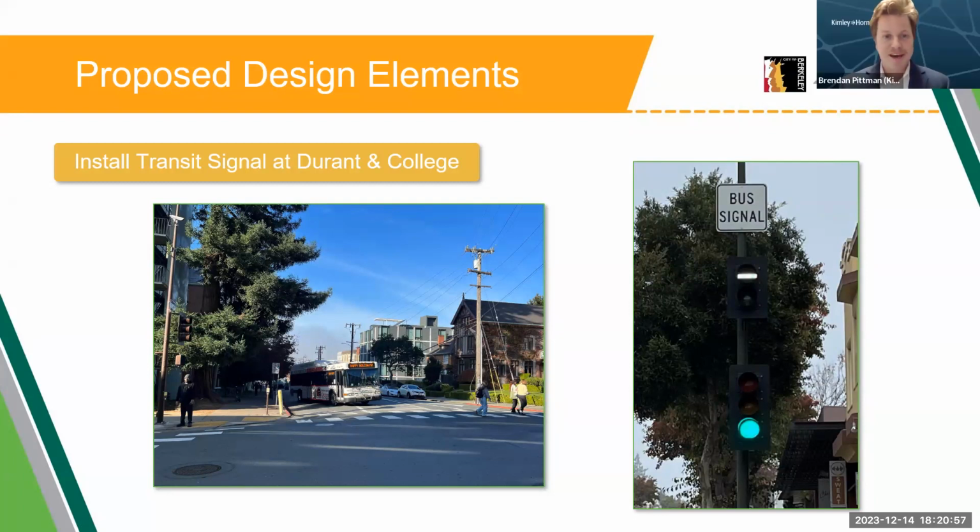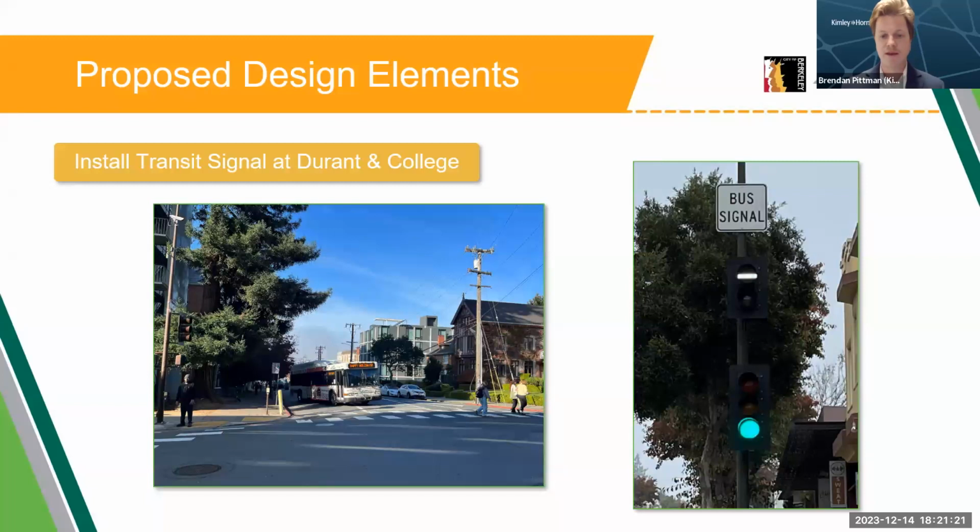Thanks, Tessa. The last major element of the project is the installation of a transit signal at the signalized intersection of Durant Avenue and College Avenue. The offset intersection alignment, the near side bus stop, and the number of buses turning right from Durant Avenue onto College Avenue create conflicts between buses and vehicles today.